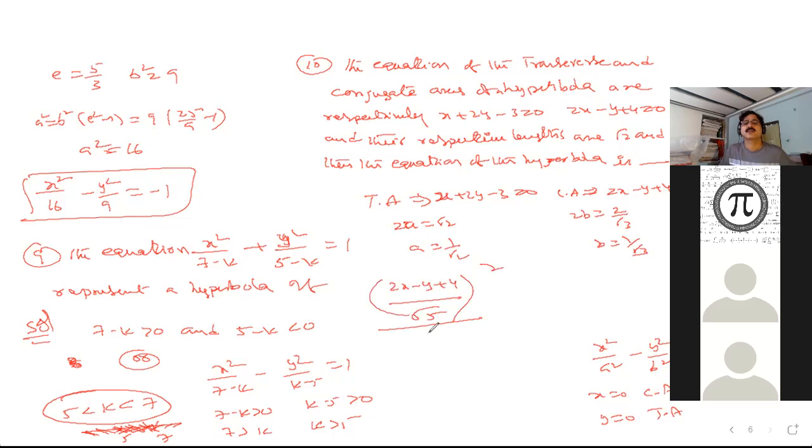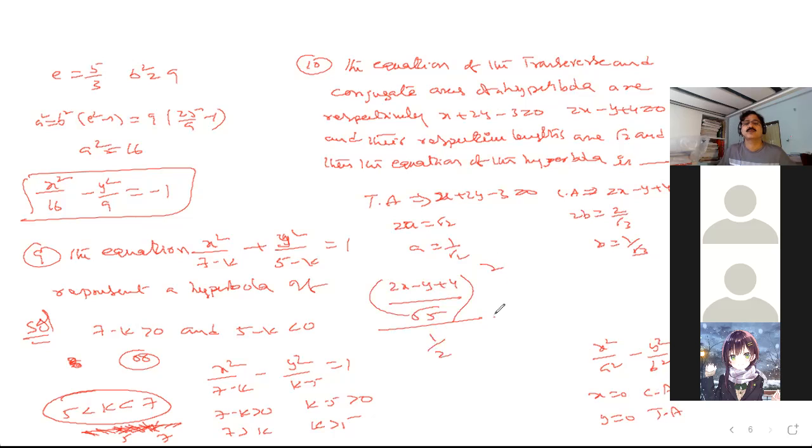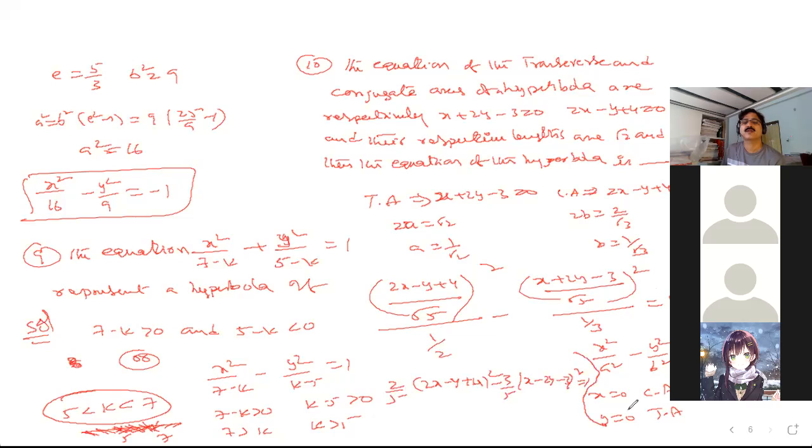Is it okay, guys? Yes, sir. One by two. And the other one here: x plus 2y minus 3 by root 5, whole square, divided by 1 by 3, is equal to 1. Is it okay, sir? Yes, sir. So here what do we get? 2x minus 5 plus 4, whole square, minus 3 by 5, x minus 2y minus 3, whole square, equal to 1. Clear?